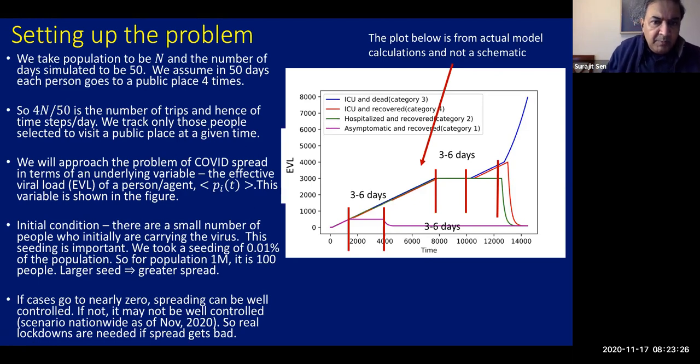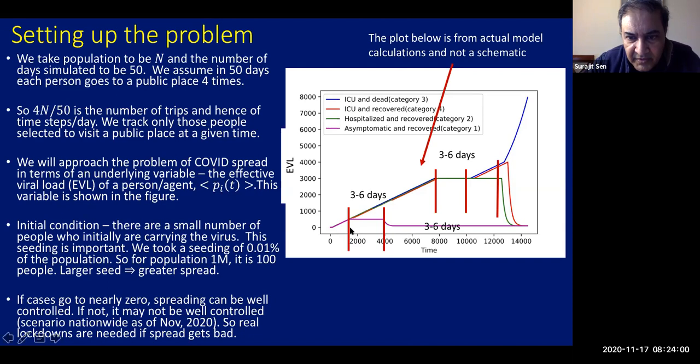We will approach the problem of COVID spread in terms of an underlying variable. I just came up with it, the effective viral load variable, EVL. And I denote the average over many people to be P_i(t). I, of course, because there is a person index. We can forget about all these details. This variable is shown in the figure. This is not actually a drawn figure. It's a figure that is from calculated values of P for the various categories of cases.